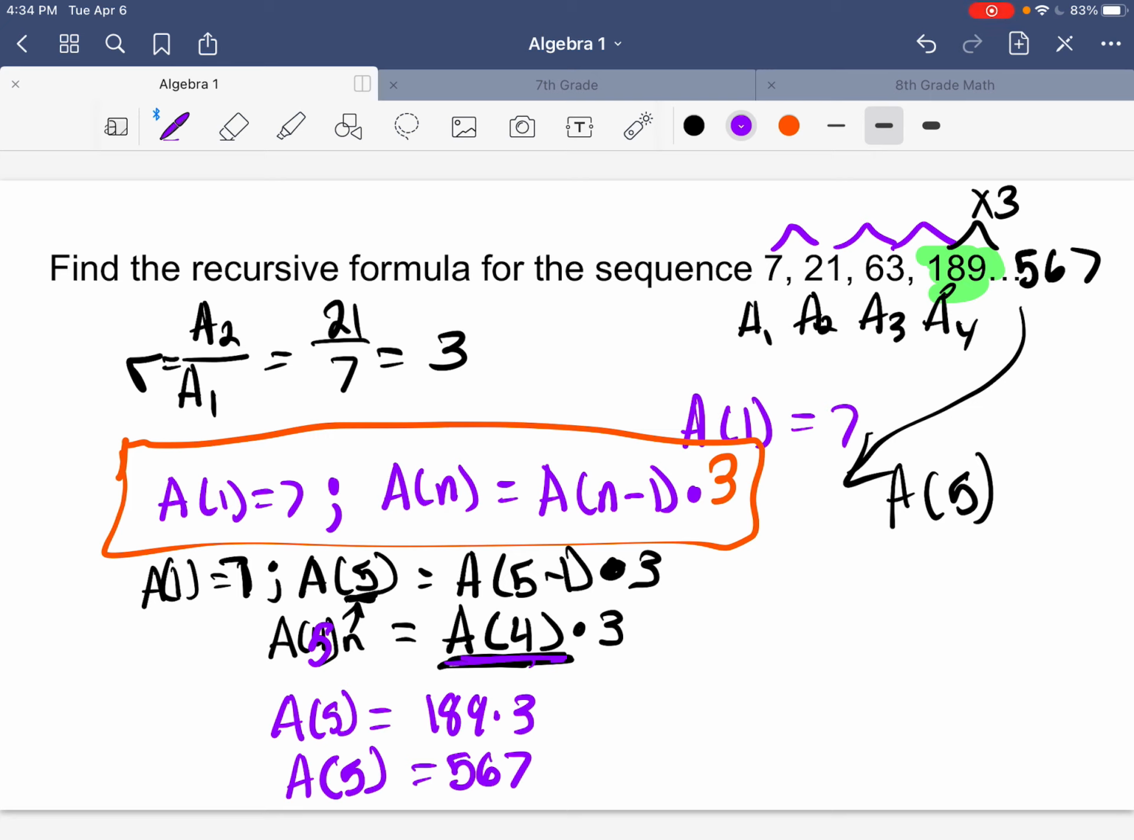Okay. So anytime you see that, that's the fourth term. A2 is the second term, and A3 is the third term. All right. Cool.